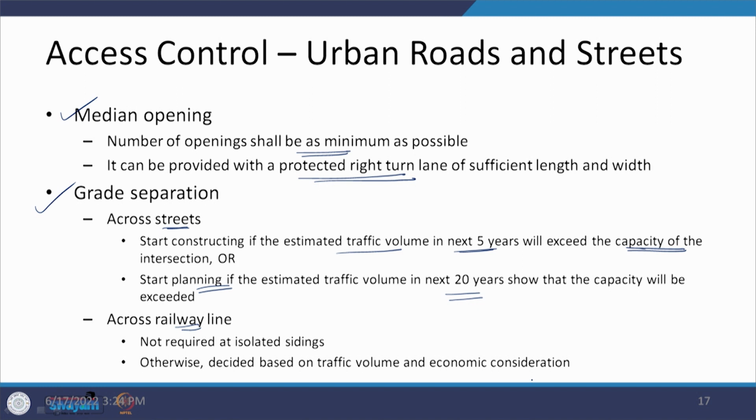In case of railway lines, we are not providing it on the isolated sidings. So, no grade separation is going to be there, but of course, it is decided on the basis of the traffic volume and the economic considerations, and the decisions are taken accordingly.